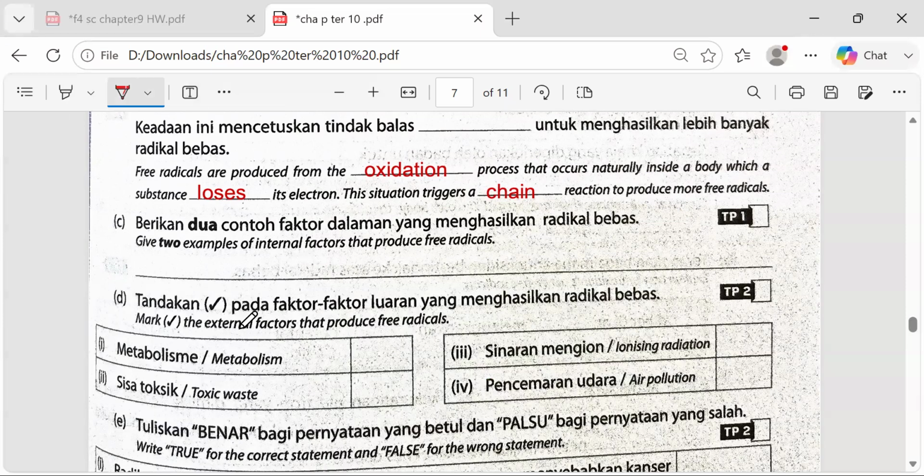Mark tick on the external factors that produce free radicals. Ionizing radiation and toxic waste. Metabolism, no. Internal factors that produce free radicals are metabolism and inflammation. Do you know what inflammation is? Yeah, inflammation. Inside there is a lot of inflammation if you're sick.